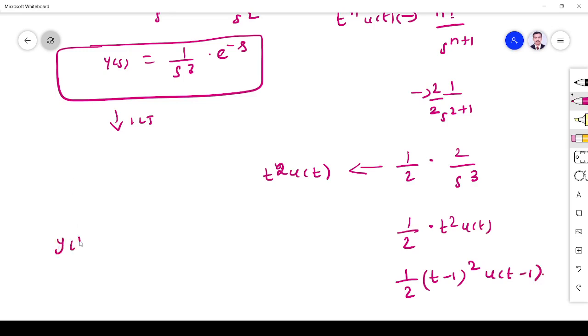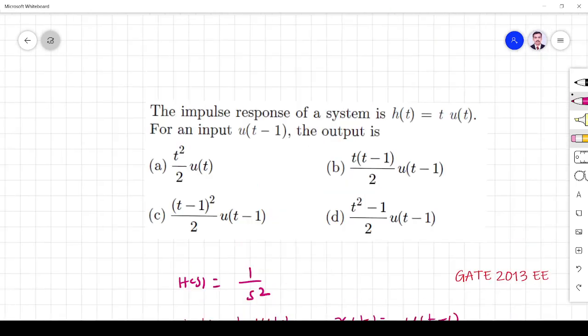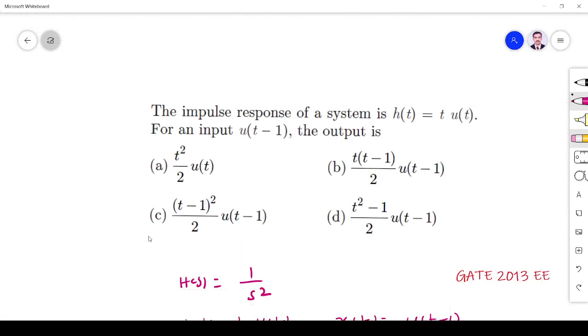So y of t is equal to 1 by 2 (t minus 1) squared u of t minus 1. So where is my answer? It is (t minus 1) by 2, squared, u of t minus 1. That is the answer. Thank you.